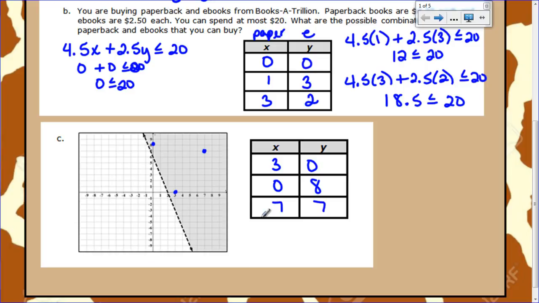Any point in that shaded region, I could have picked points down here in the negatives, as long as it's in the shaded region. Nothing over here has to be in the shaded region. That's where my solutions are.